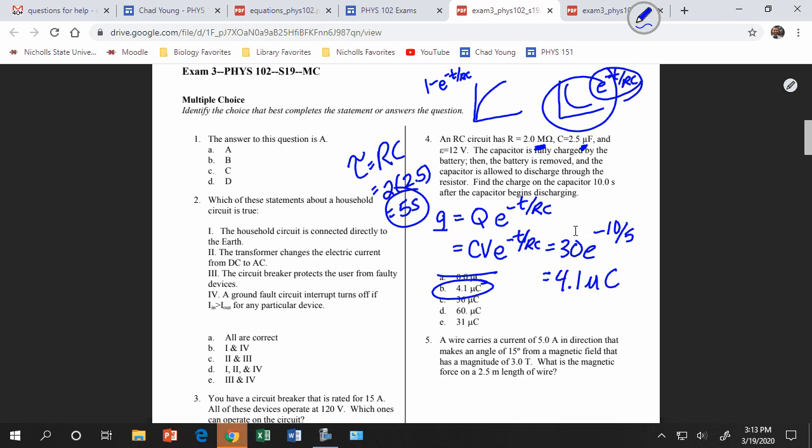Because look, actually, none of these others really could be reasonable. It can't be 60. That means that it's actually gaining charge because it starts with 30 microcoulombs. And likewise for C and E. So really B is the only reasonable answer.